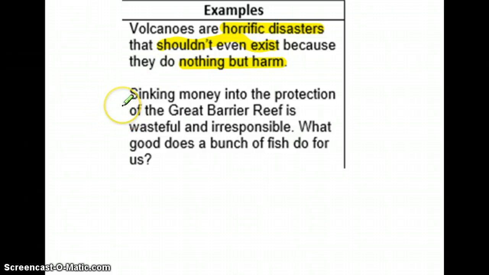Let's look at the second passage. Sinking money into the protection of the Great Barrier Reef is wasteful and irresponsible. What good does a bunch of fish do for us? Here, we have strong examples of a negative tone in which the author shows a bias against the Great Barrier Reef. So, all these examples we've seen are to help prepare you as readers to tell the difference between inform and persuade.